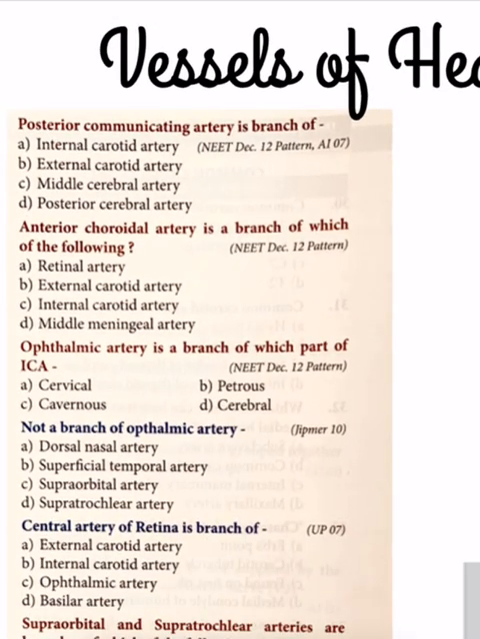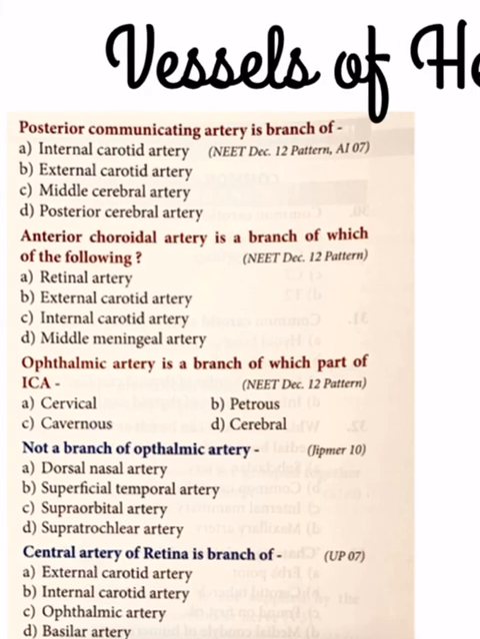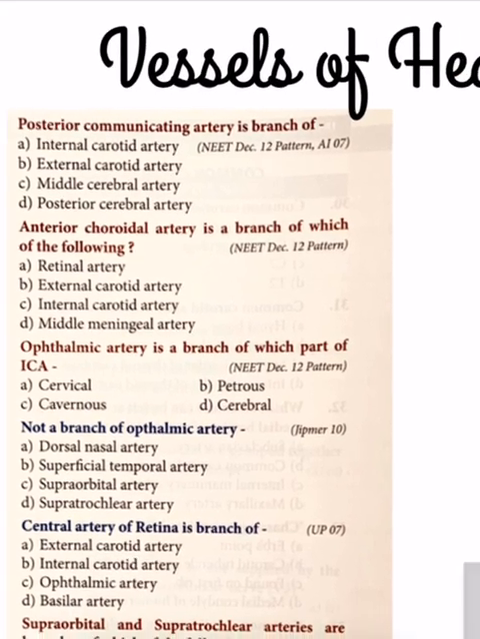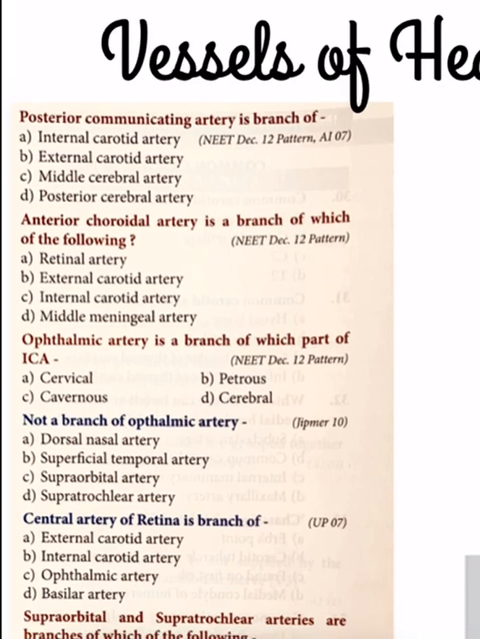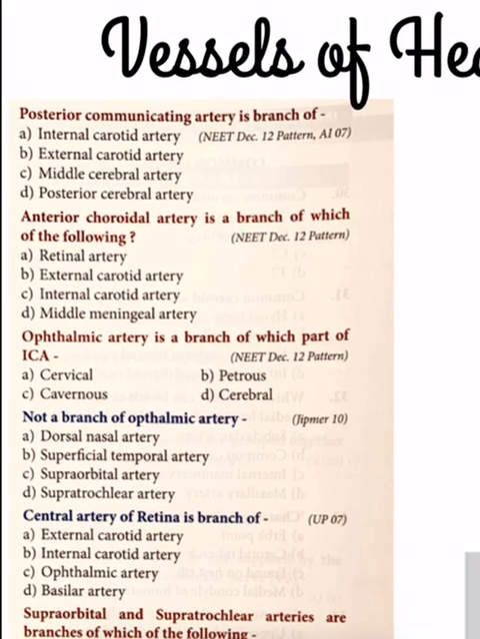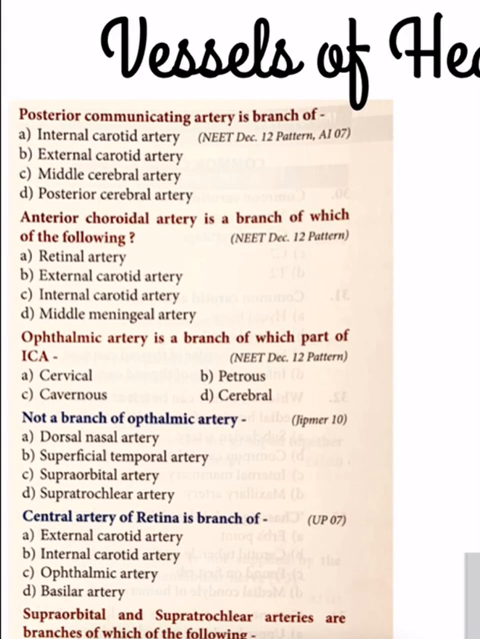Okay, let me zoom in. So the next part is, posterior communicating artery is a branch of. Now you have to answer whether it is ICA, ECA, middle cerebral artery or posterior cerebral artery. Obviously it is ICA, internal carotid artery. And which part of the internal carotid artery? The cerebral one. It is having ophthalmic, anterior cerebral, middle cerebral, posterior communicating and the anterior choroidal. So posterior communicating is a branch of the cerebral part of your ICA.